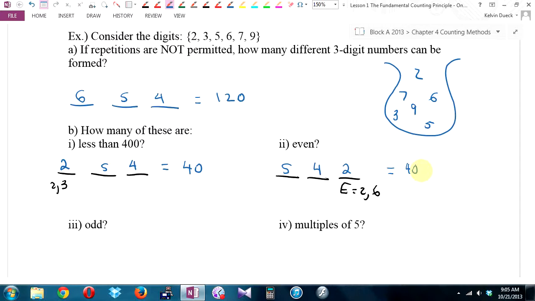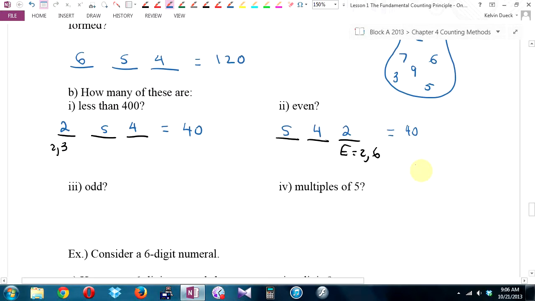It's got to be even, right? So for it to be even, it has to end in an even number, which is 0, 2, 4, 6, or... Oh, really, from here, it's only 2 or 6 are my only options. So that's why I wrote E for even. It's got to be a 2 or 6. And even though it's at the end, I do that first. I take care of any weird restriction first, no matter where it occurs.